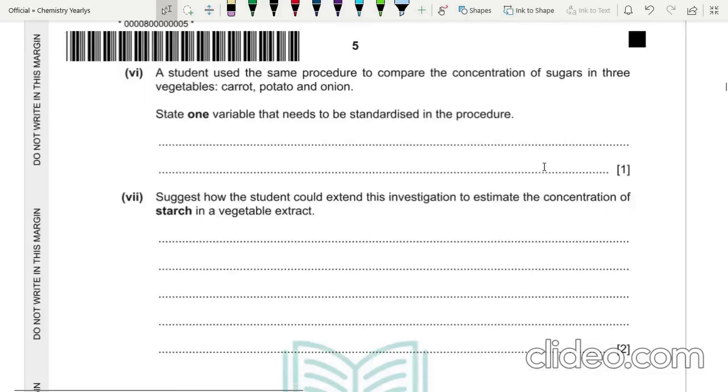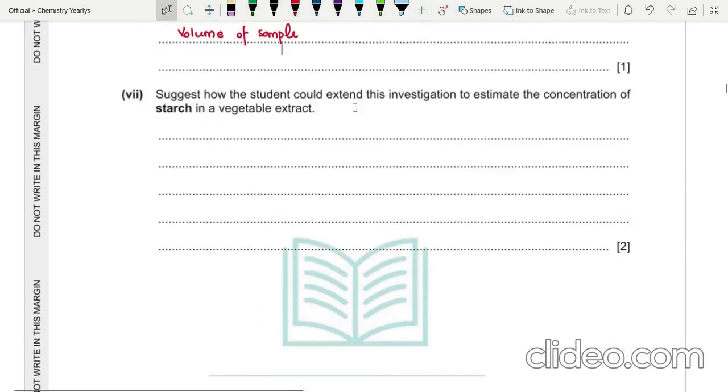Part 6 says the student used the same procedure to compare the concentration of the sugars in three vegetables: carrot, potato, and onion. State one variable that needs to be standardized. So the volume of the sample should be kept the same. Suggest how the student could extend their investigation to estimate the concentration of the starch in vegetable extract.